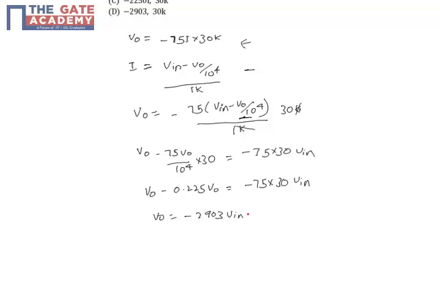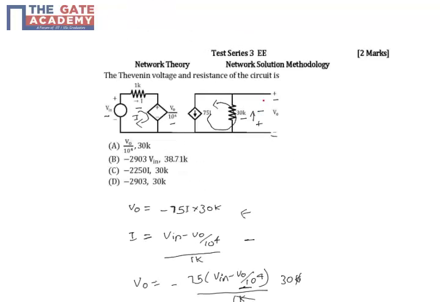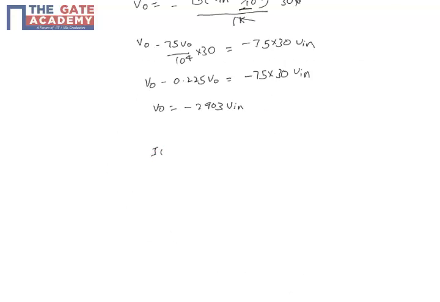Now that we have determined the Thevenin's voltage, we have to determine the Thevenin's resistance. For determining Thevenin's resistance, we will first find the short circuit current. For that, we will short this, and once we short this, this current will pass like this. There won't be any current through this particular resistance. So ISC will be 75 I.